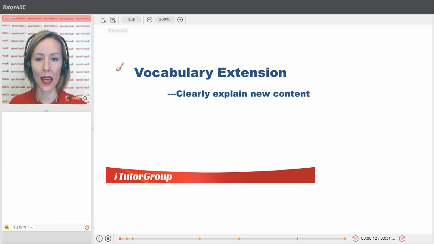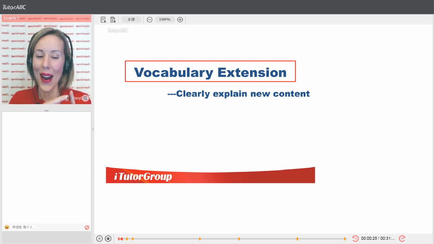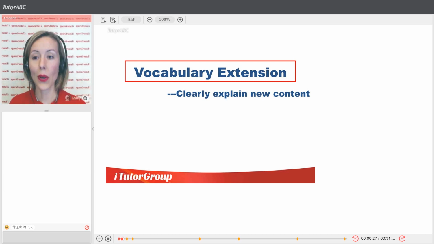Today we're going to be talking about vocabulary extension. So we're going to give some suggestions on how to teach and extend our vocabulary. Of course, when I say extend our vocabulary, I mean when we're in a session. And of course, vocabulary plays a big part of every lesson. It's a big part in learning a language.